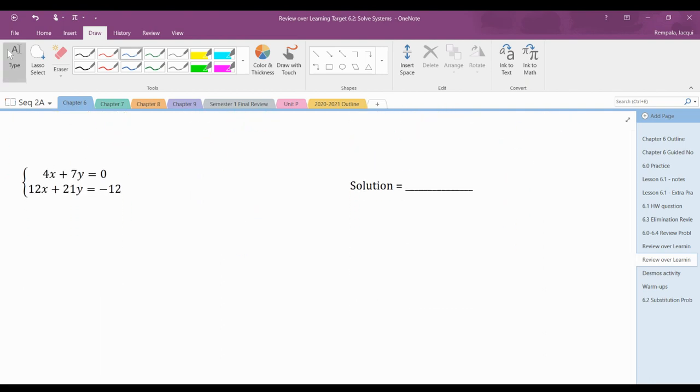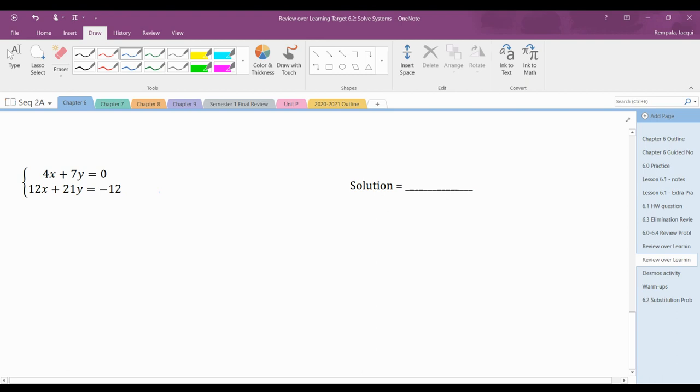Let's do elimination one more time with this example. We've got 4x plus 7y equals 0, and 12x plus 21y equals negative 12. So notice that my x's are lined up, the y's are lined up, and the equal signs and the numbers are. So it's set up good. If I tried to then add these together, 4 plus 12 for the x's, that's not going to add up to 0. So that won't eliminate. If I look at the y's, 7 plus 21, that's also not going to add up to 0. So we have a problem. I am not going to be able to eliminate right away.